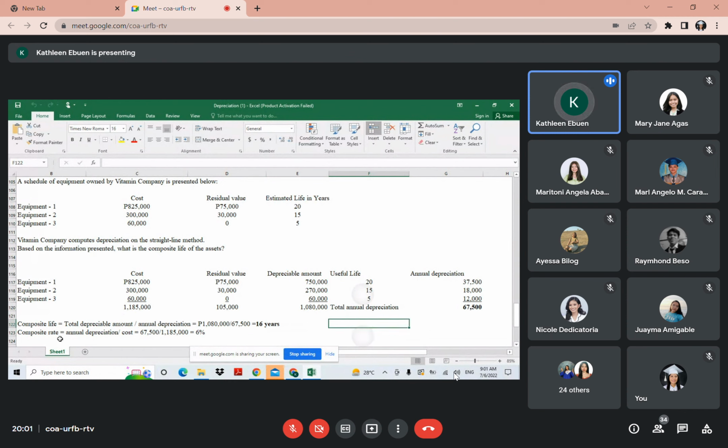Sa composite rate naman, so annual depreciation over cost. So, 67,500 over the total cost. So, the answer is 6%.